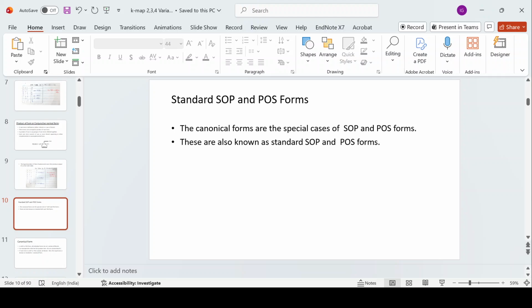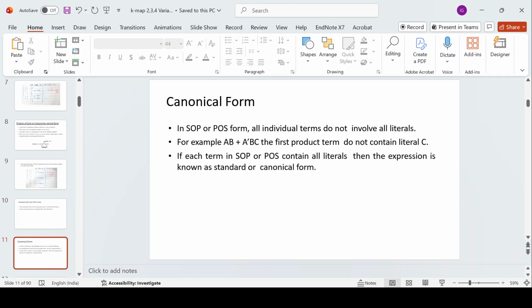Next one is the standard SOP and POS forms, that means the canonical forms. These are special cases of SOP and POS forms. The canonical form is known as the standard form. In the given function, some literals may be missed. Such terms will be called an uncanonical form. So we should convert the uncanonical form into a standard, canonical form. Then only we go for the remaining procedures.